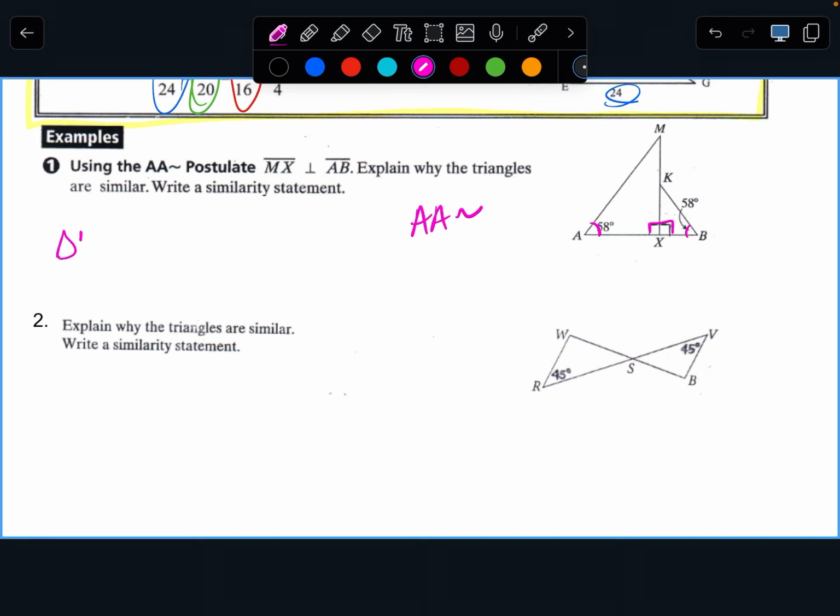So I'm going to go AMX. And then you put the squiggle. It's not congruent, they're similar. So you just do one little squiggle. And then you go triangle. So I did AMX, so BKX, yeah.